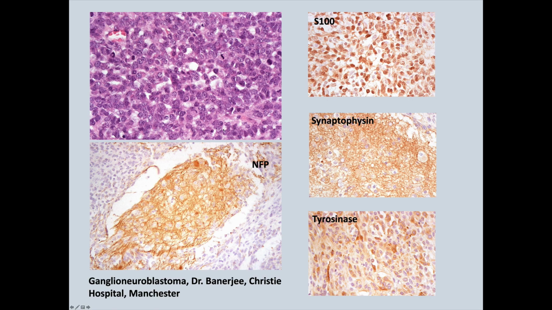And lastly, I just wanted to show you this. This is a beautiful case of a ganglion neuroblastoma, which Dr. Banerjee from the Christie Hospital in Manchester shared with me. And you can see the small cells with conspicuous mitotic activity in the H&E, and then the immunohistochemistry very nicely shows neurofilament protein, S100, synaptophysin, and tyrosinase.